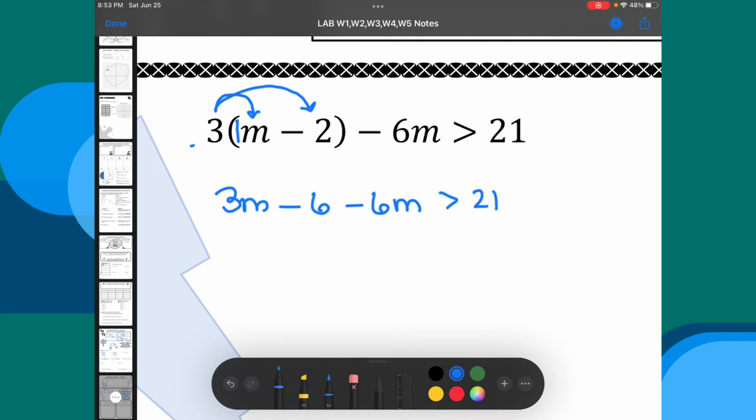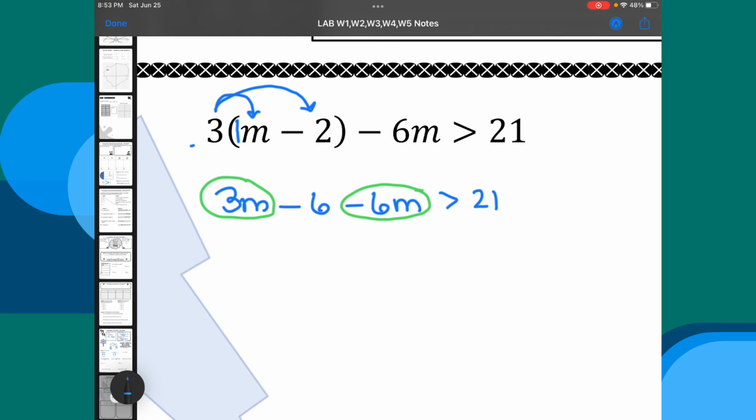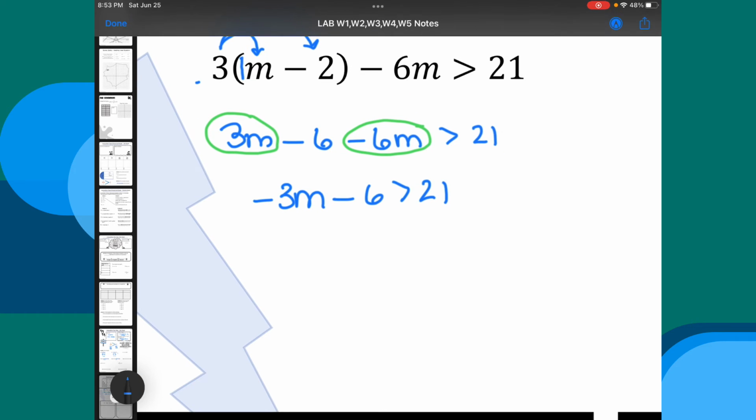Now I notice that I have some like terms. I have 3m and I have negative 6m. It's important to include your signs when you are talking about combining like terms. So those give me negative 3m. Everything else drops down. Now we're going to undo addition or subtraction. I notice I have a minus 6, so we're going to undo it with a plus 6. Negative 3m is greater than 27.